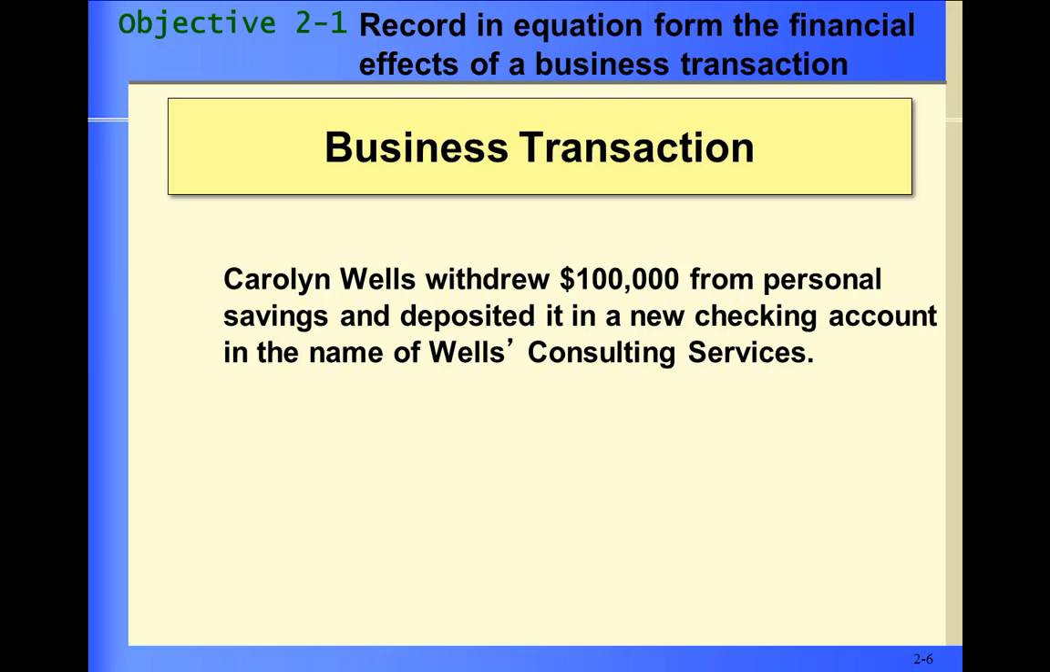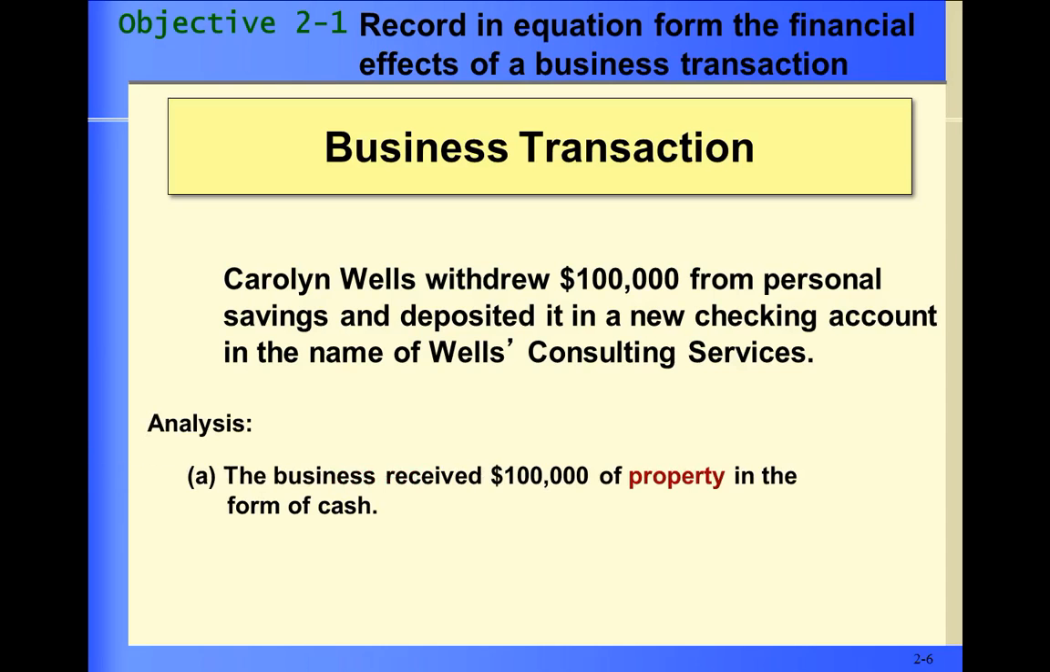If Carolyn Wells withdrew $100,000 from her personal savings and put it into a checking account for the business, then that is going to be our first transaction to establish Wells Consulting Services. Carolyn and Wells Consulting Services is an example that we're going to use in chapters 1 through 6. In this case, we've got to make sure that we're separating her personal funds from the business funds. This is critical in a business and a mistake that some new business owners make.